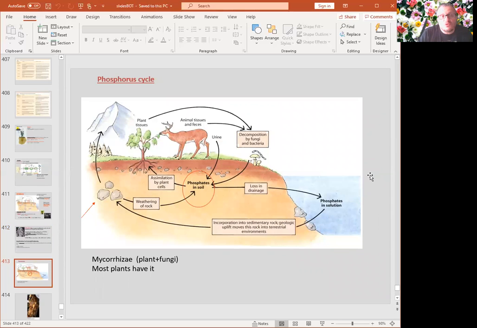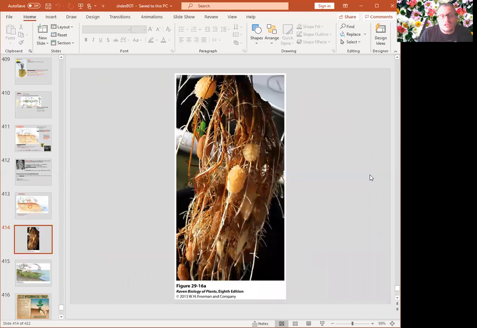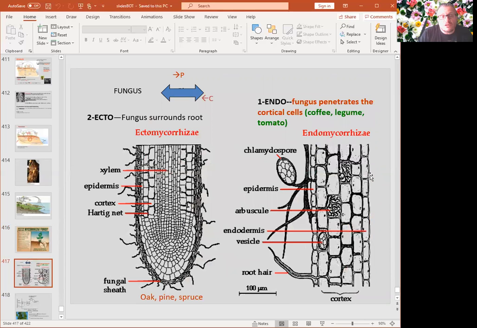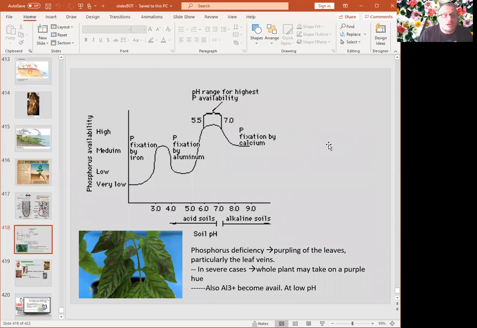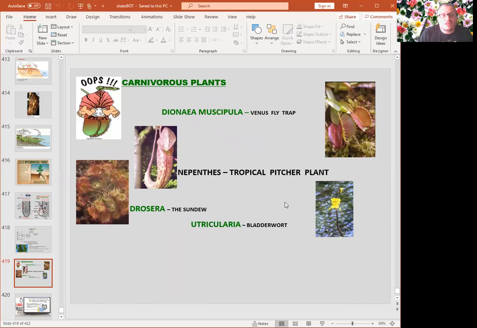Phosphorus is our number 2 biggest nutrient, and there is a fungi called mycorrhizae, ecto or endo, that can help a lot of different plants extend their roots and get more nutrients. Phosphorus can be unavailable at low pH conditions like pH 4 or 3, even though there is enough phosphorus in the soil. So pH makes a difference. And carnivorous plants can also get some nitrogen and proteins from insects.